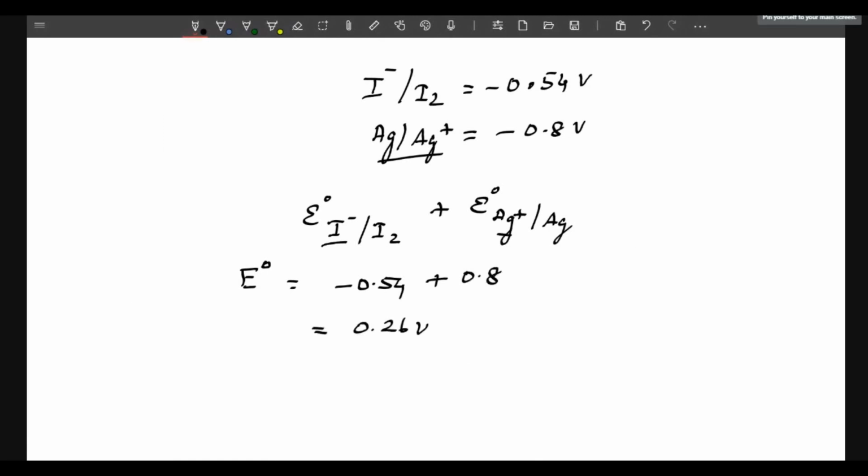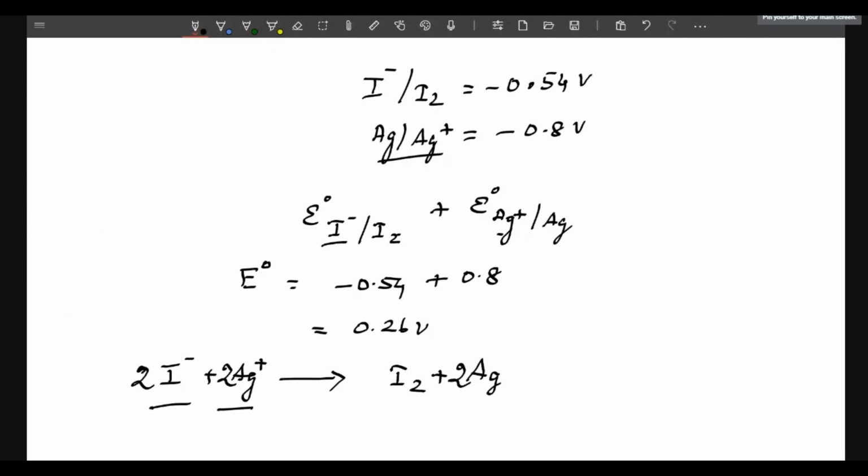And what would be the net reaction? I minus on the reactant side, Ag plus on the reactant side, giving iodine in the product side and silver. Here, balance this: 2I minus. And balance the charge: this will be 2 Ag plus, and automatically it is 2 Ag. Look at this. Here, the species present in the reactant side are all ions.